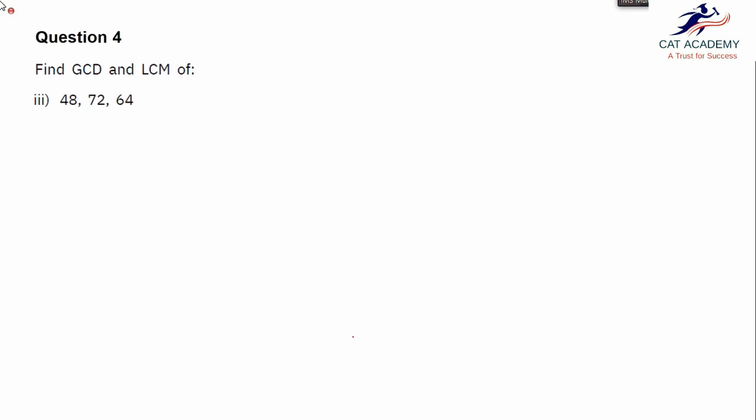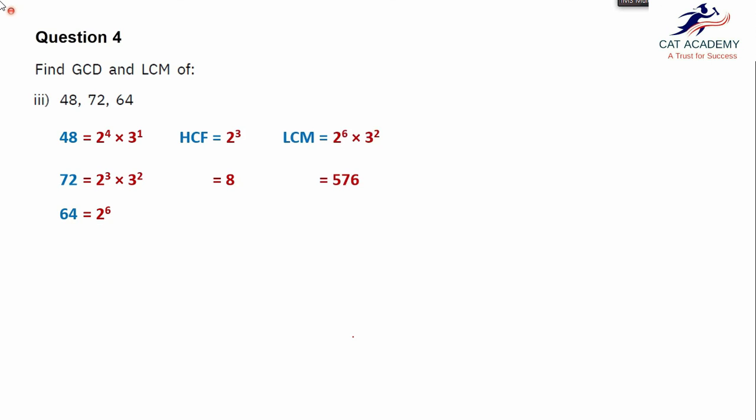48, 72, and 64. These are my factors in prime factor form. So HCF will be 2 cube, that is 8. And LCM will be 2 raised to 6 into 3 raised to 2, that is 576. Okay, you can keep it in this form. Answer in this form will also be acceptable to me.